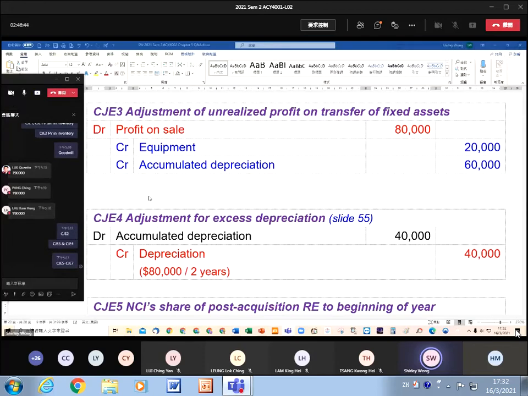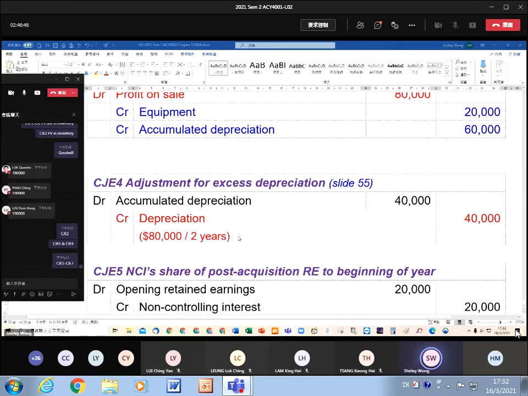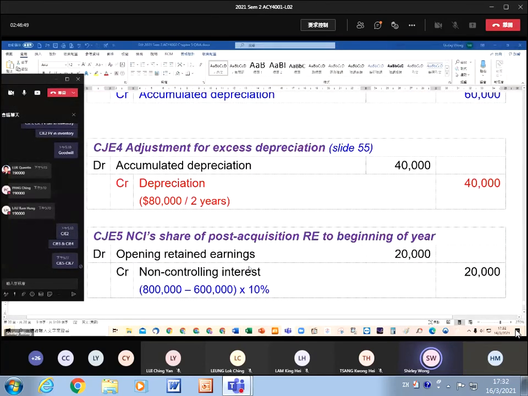Okay, so let's check CJE number 5. It is NCI share of post-acquisition retained earnings to the beginning of the year. Again, you can find the information from the acquisition day and also from the income statement at the beginning of the current year, the retained profits. Then you do some calculation, share 10% to the NCI. Finally, you will debit opening retained earnings and then credit NCI.